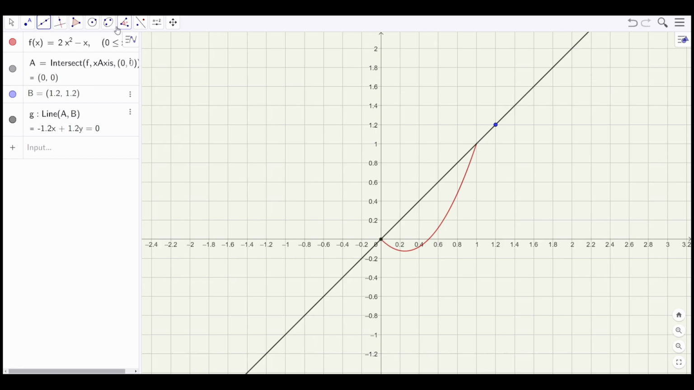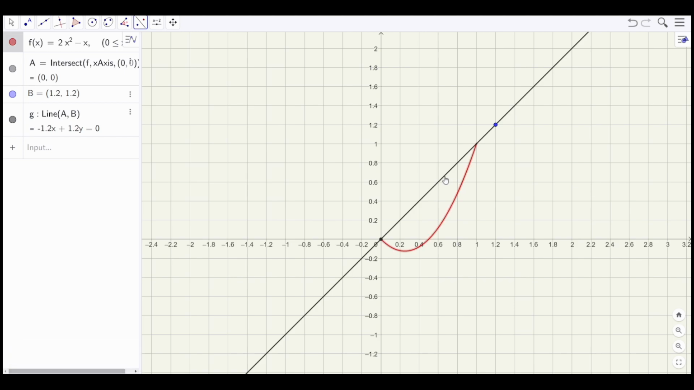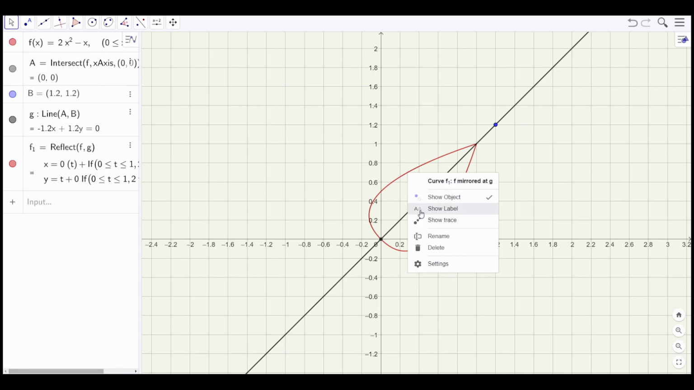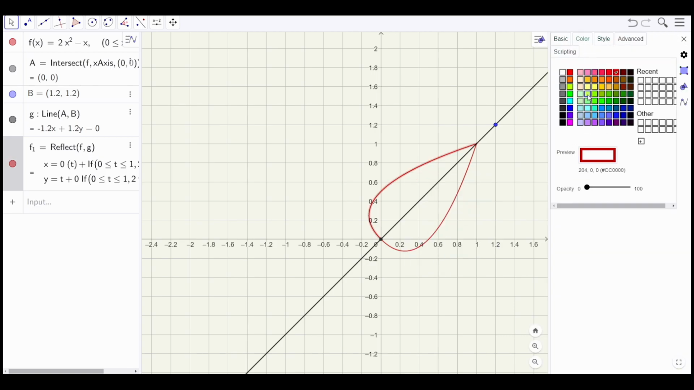And how can we do that? So I can go here to this instruction. I use reflect about line, and then I click on my parabola and that one. Okay, so it will give me the other parabola. But the point is that I want to differentiate between these two curves. So I would recommend you do this by going to settings and changing the color. Yes, so I will change the color to something that I can see well. So let me make it, for example, green.